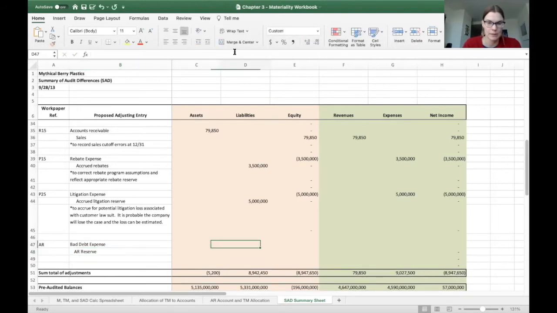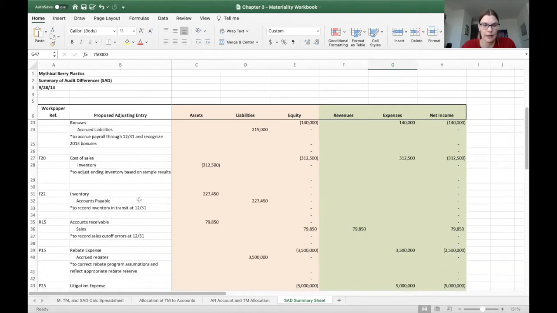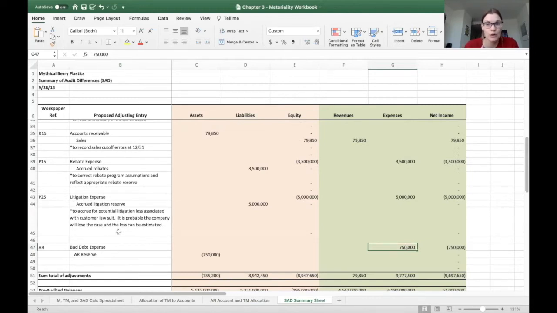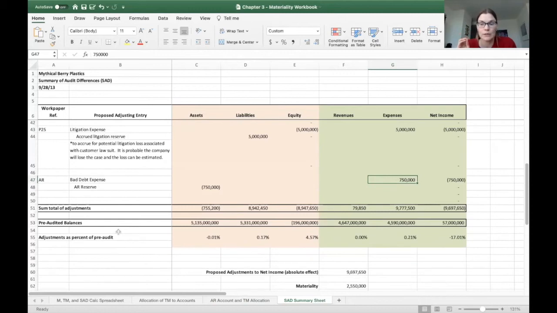So this would mean because bad debt expense is over here, I would do 750. And my AR reserve is a contra asset, so I would put that here. And then the overall impact on net income would be lowering it by the $750,000. So the point of this spreadsheet is I'm keeping track all along of the errors that I think the client has, in this journal entry format. So these are the journal entries that I think they should record to fix their financial statements so they contain no errors.